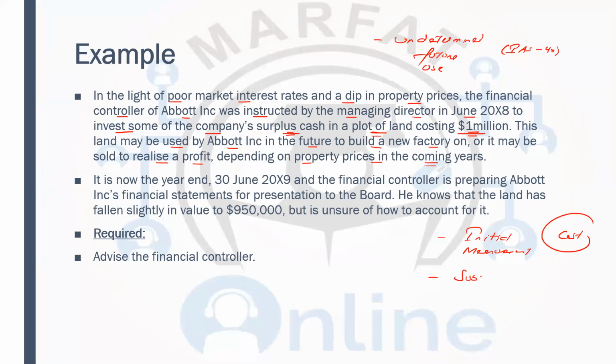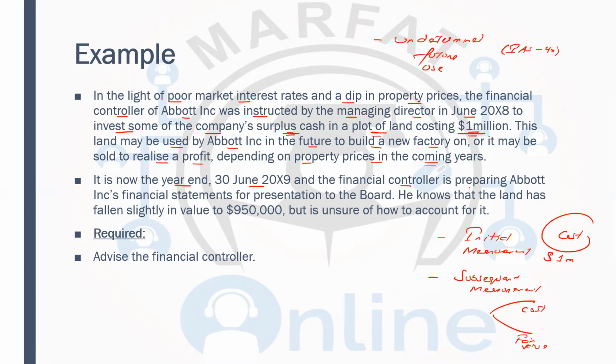In the subsequent measurement, there are two models: the cost model and the fair value model. The initial measurement is at cost. Okay, it should be recorded under IAS 40, and the cost will be 1 million. Now the entity needs to choose between the two models in the subsequent measurement. Either it is going to be the cost or the fair value model. Okay, moving further. It is now the year end, 30th June 2009, 1 year after they have purchased the land.